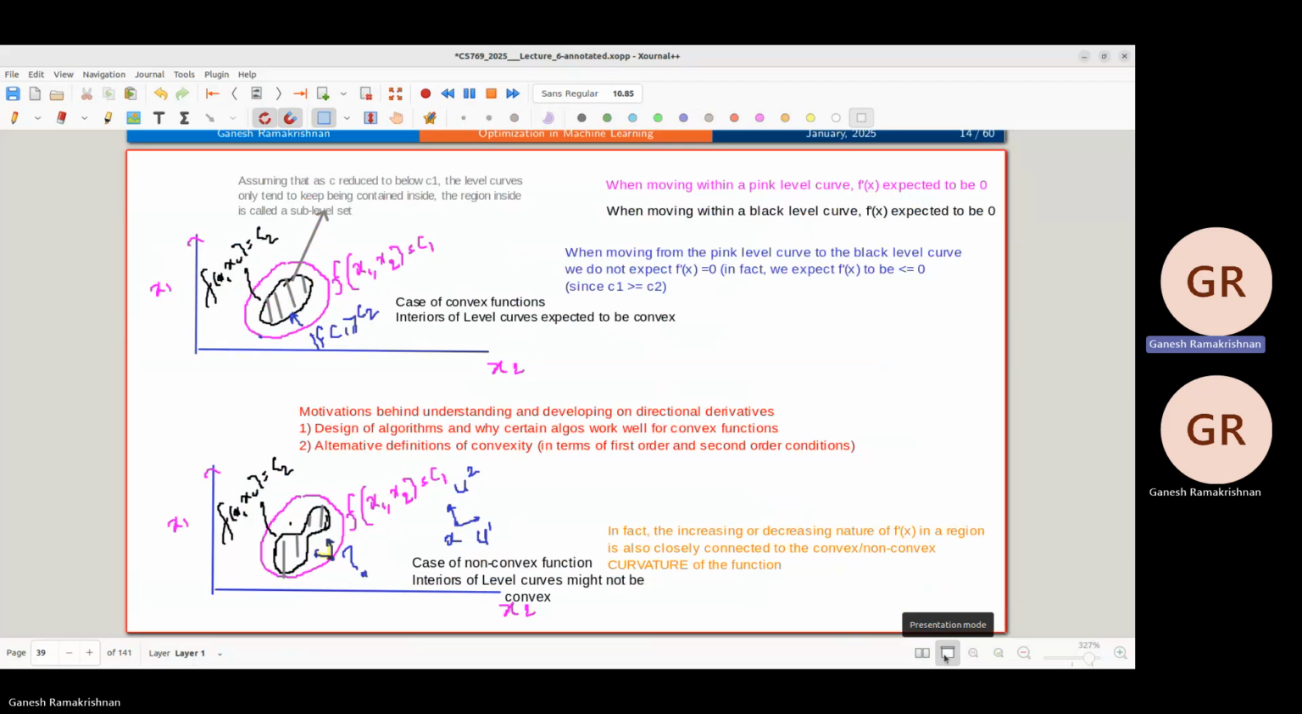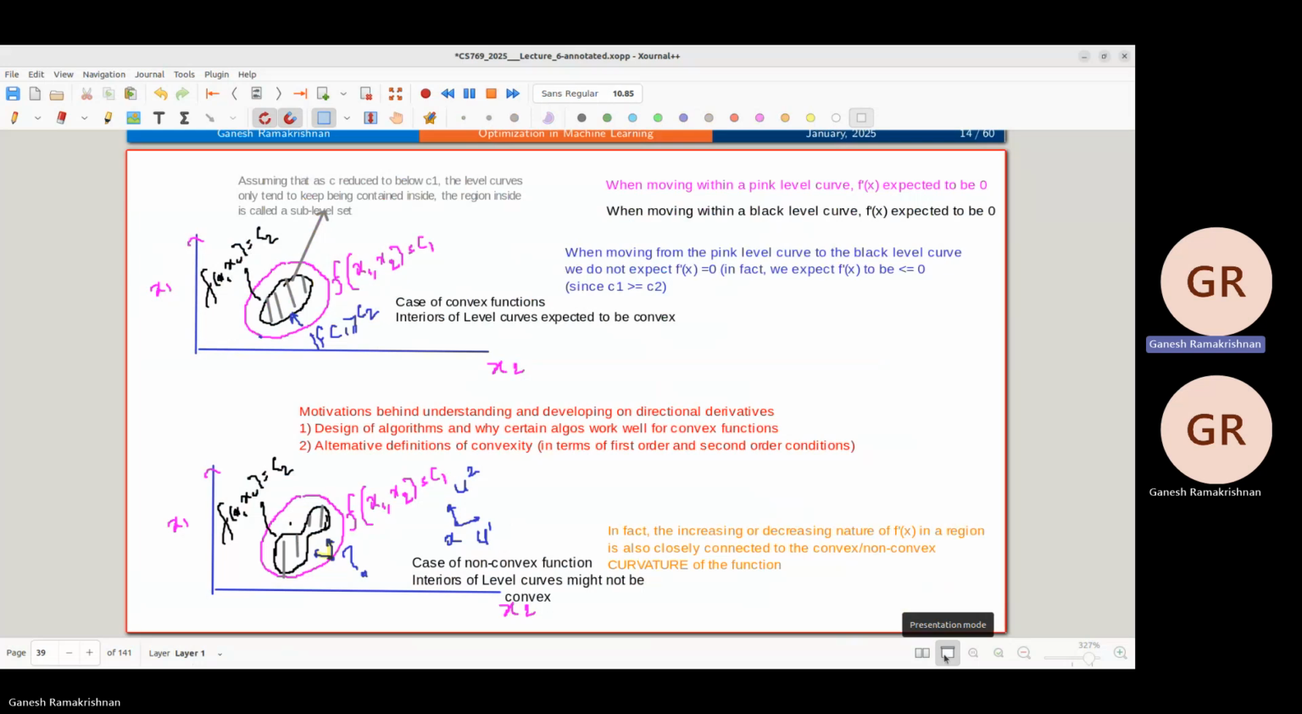So I have several questions here. First of all, can this happen for a convex function? Do you expect the behavior above for a convex function? Yes. Do you expect the behavior below for a convex function? The behavior below is not expected for a convex function. Does the case above guarantee that the function is convex? Let's say this is what I observe: level curves are always like this.